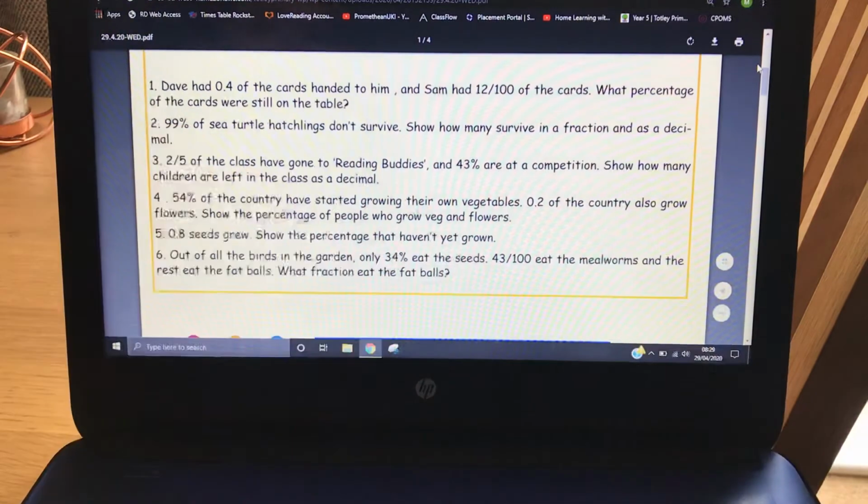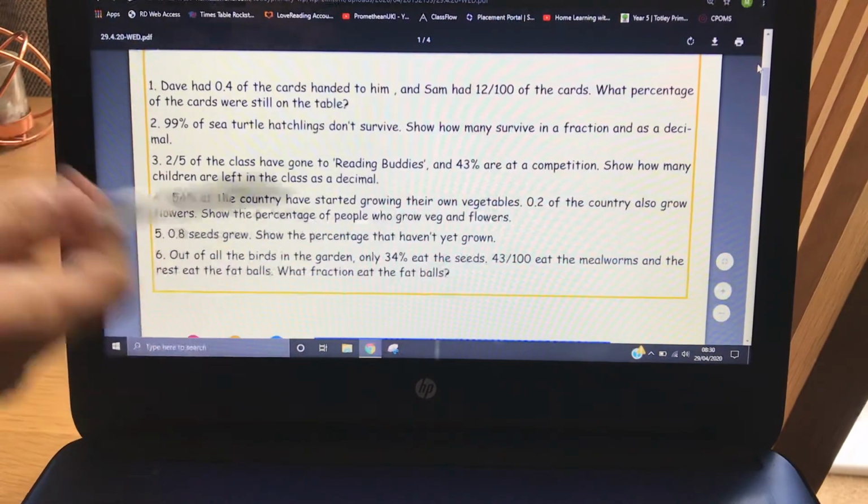99% of sea turtles don't survive. Show how many survive as a fraction and as a decimal. So 99% don't, which means 1% do. So what's 1%? But that's too easy. So what's 1% as a fraction or a decimal? Well, as a fraction, that would be 1/100th. As a decimal, that would be 0.01.